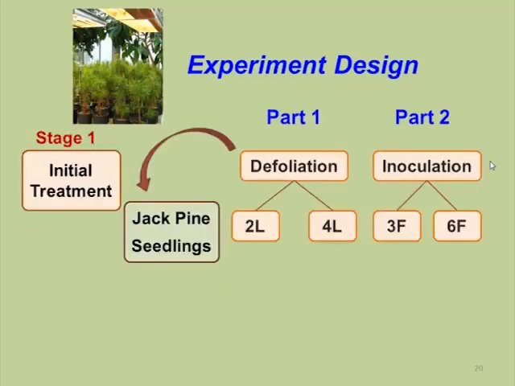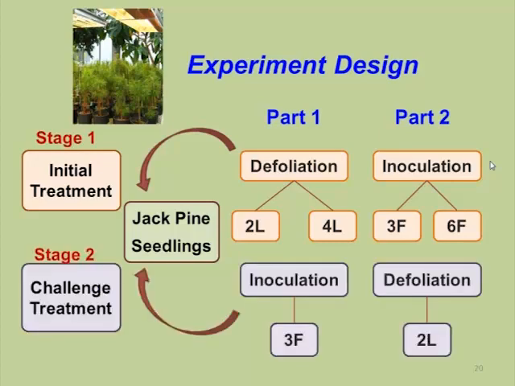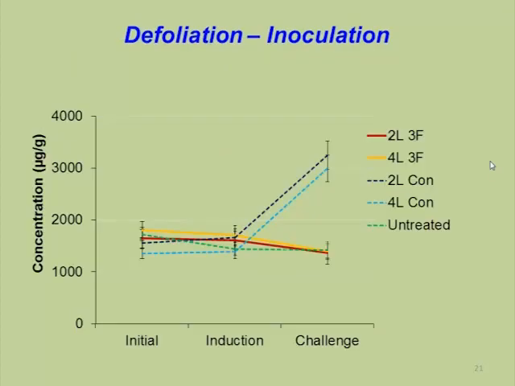What is the experiment? This is what Jesse designed, basically. At the initial stage, we used jack pine seedlings in the greenhouse. We have a part 1 and a part 2. In part 1, seedlings were defoliated with 2 larvae or 4 larvae of jack pine budworm, and then we inoculated them with 3 fungal inoculations of 6. In the second stage, the plants in part 1 were inoculated with the 3 fungal inoculums, and the inoculated trees were defoliated with the 2-larvae treatment. It's a nice design to try to understand their interactions.